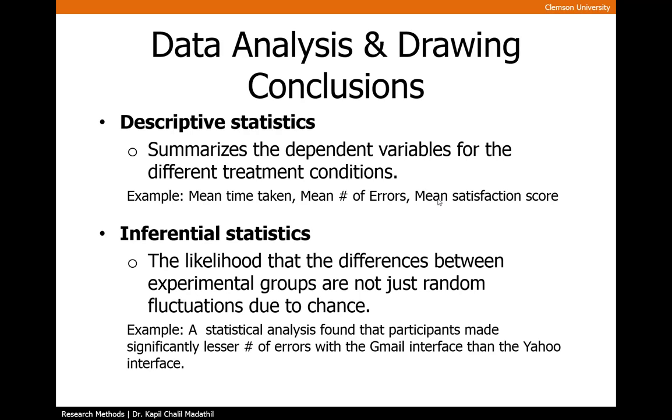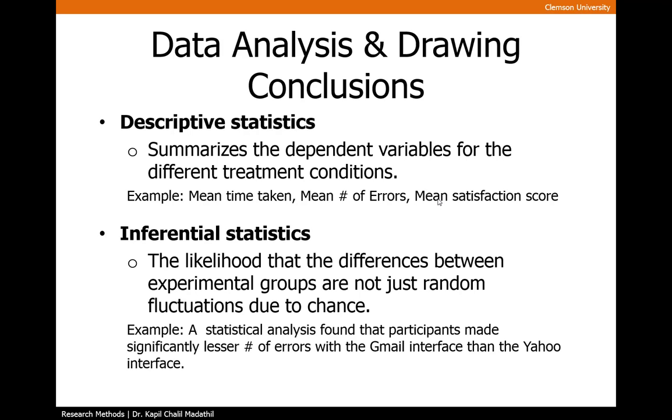So finally, when you're conducting the data analysis, you have two different ways of analyzing the data. You have the descriptive statistics and the inferential statistics. Descriptive statistics are a way to summarize the dependent variable for the different treatment conditions, while inferential statistics tell us the likelihood that any differences between the experimental groups are real and not just random fluctuations due to chance.